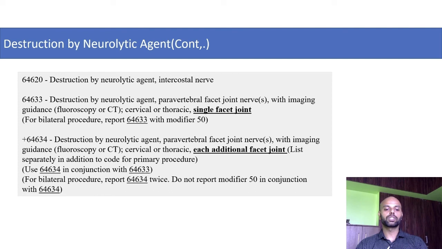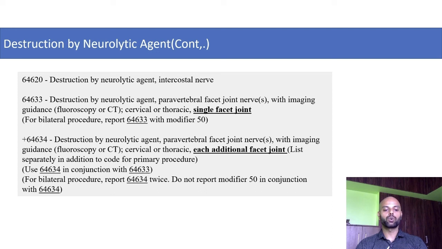CPT 64620 is for intercostal nerve. 64633 is for paravertebral facet joint nerve with imaging guidance, for cervical or thoracic region, for single facet joint. For bilateral procedure, use this code with the 50 modifier. For unilateral, use this code with appropriate laterality modifier.